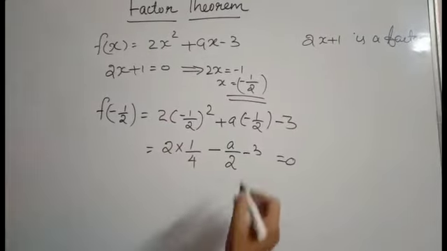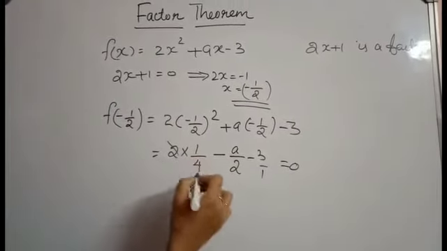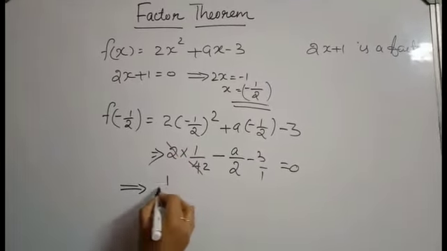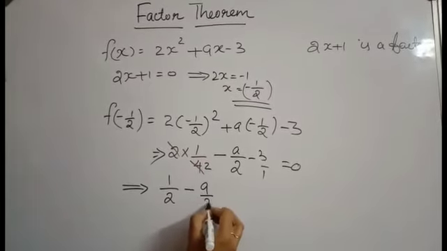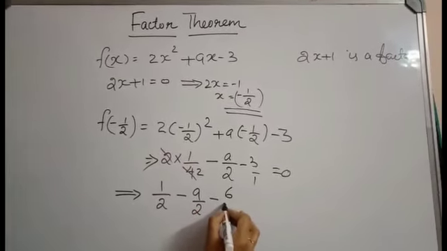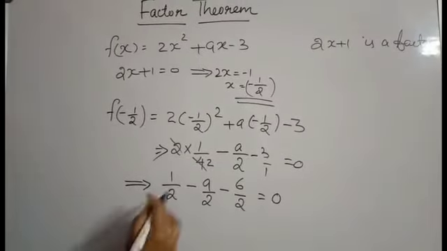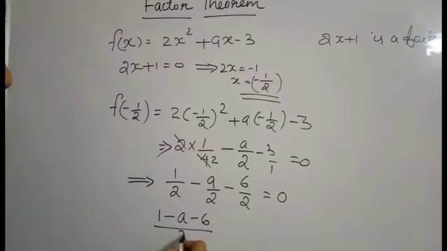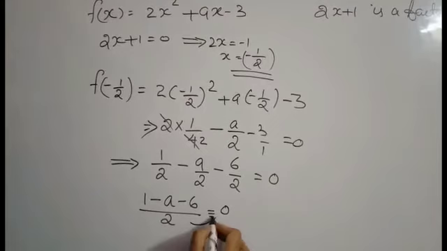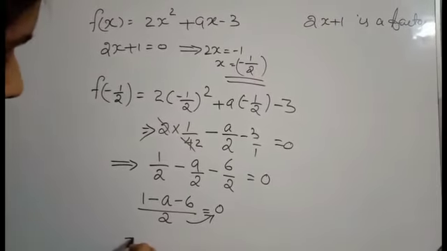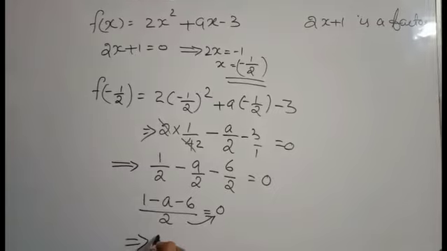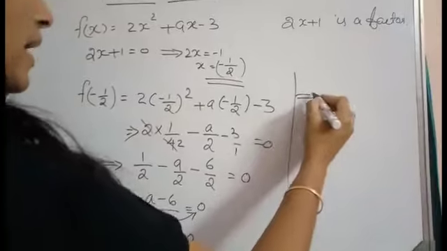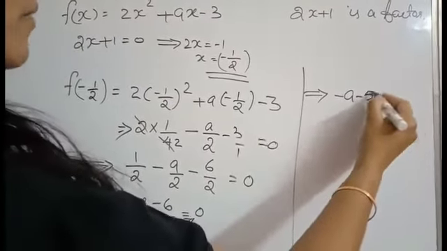Now, take the LCM of all these terms here. Before taking LCM, you have to cancel and write this as 2 here. This implies 1 by 2 minus a by 2 minus 6 by 2 is equal to 0. So, this will be 1 minus a minus 6 whole divided by 2 is equal to 0. Multiply 2 with 0, this becomes 1 minus a minus 6 is equal to 0. This implies minus a minus 5 is equal to 0.